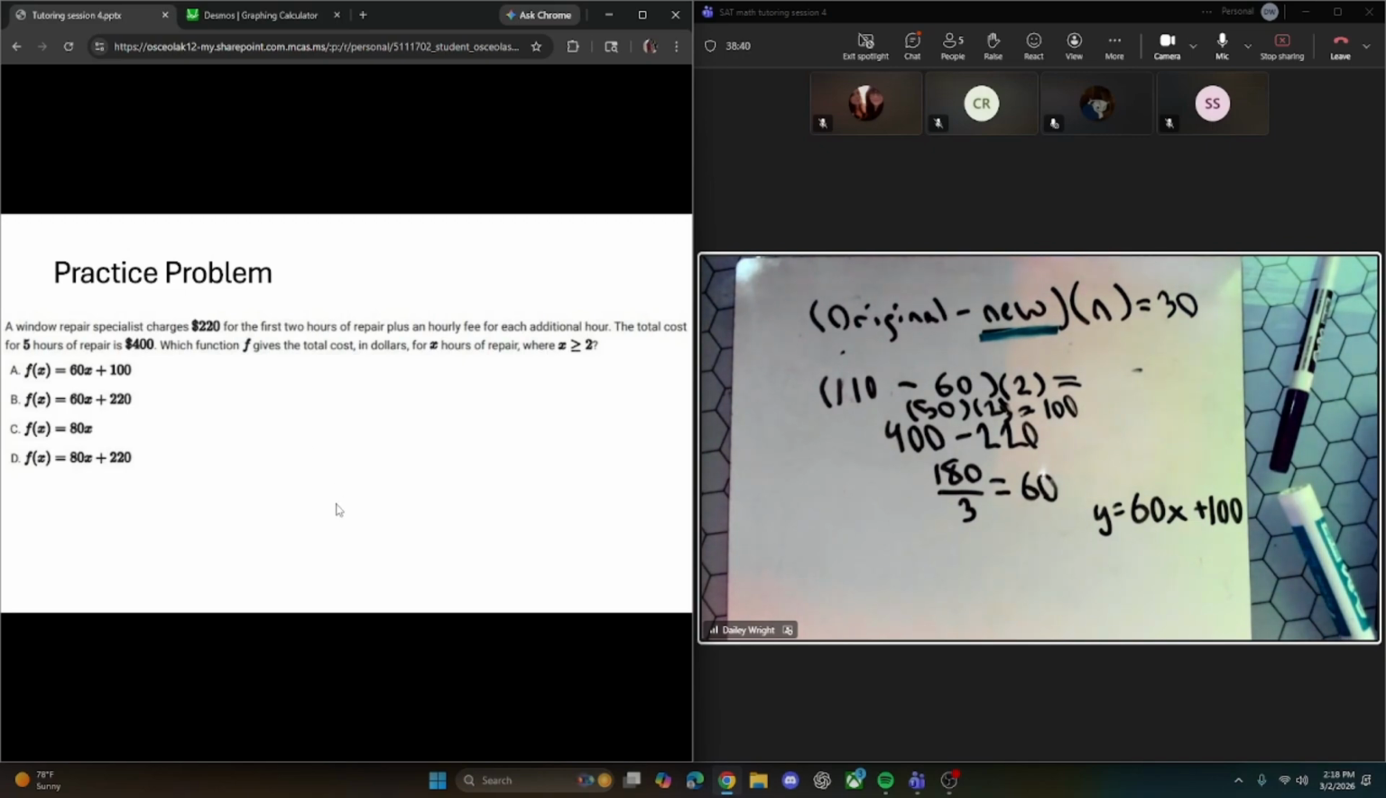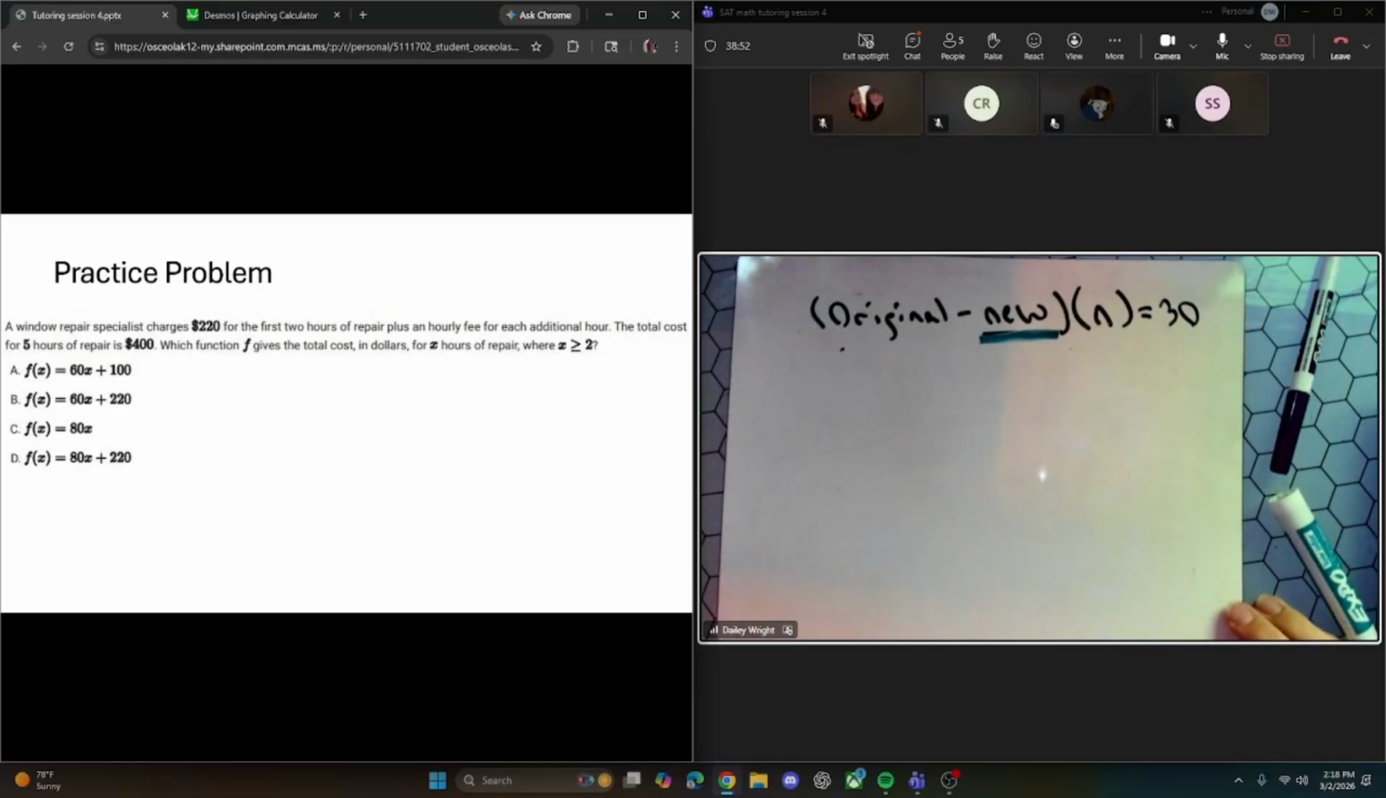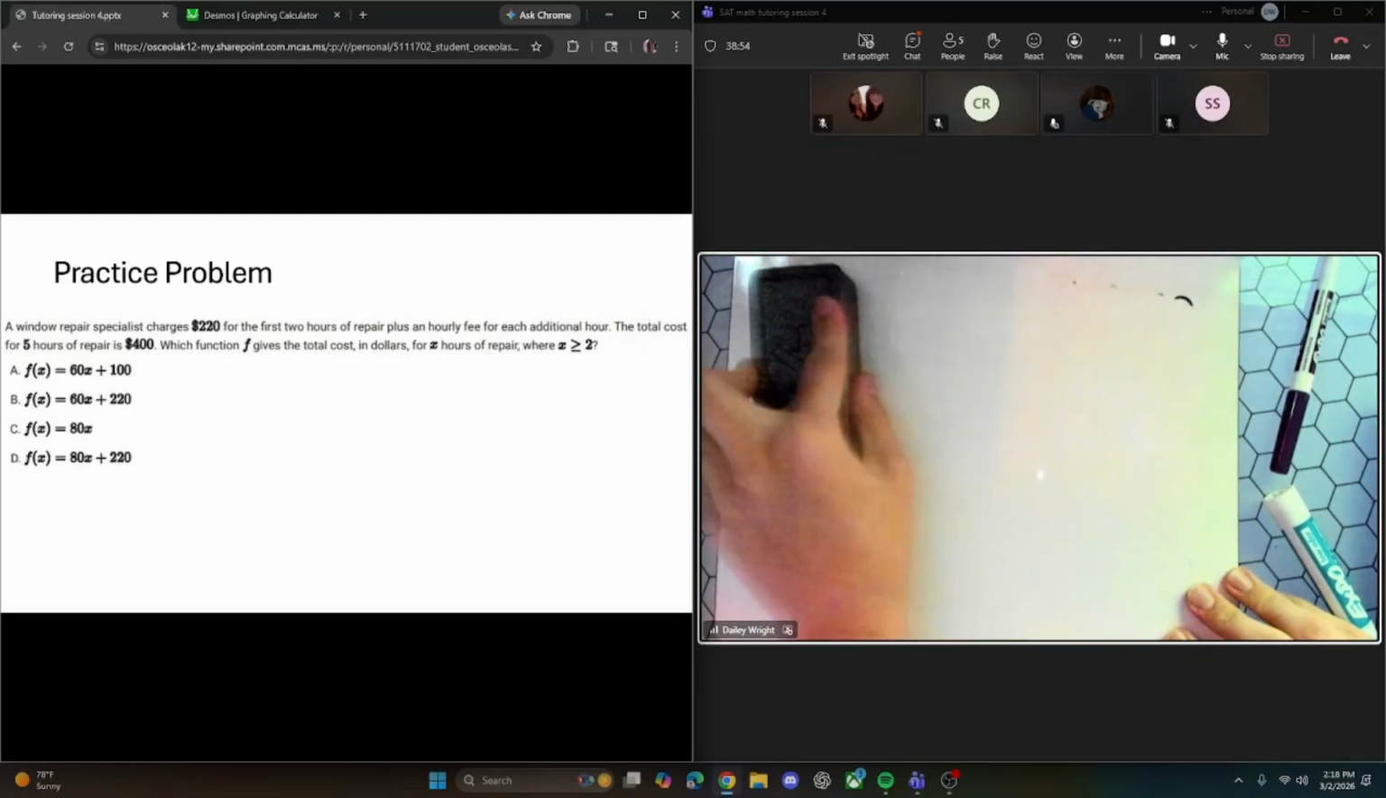Is there any questions about how to do this problem? To move on.